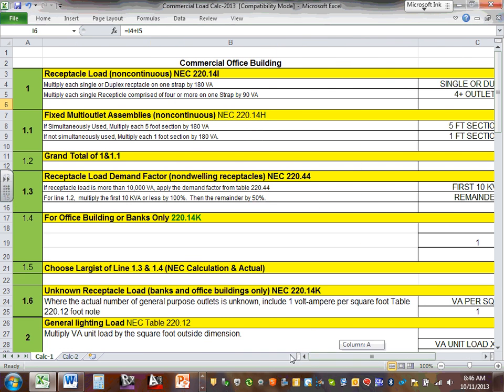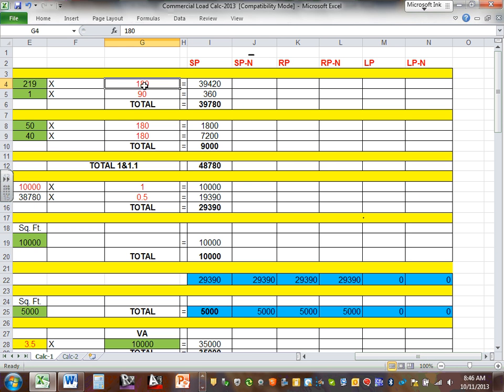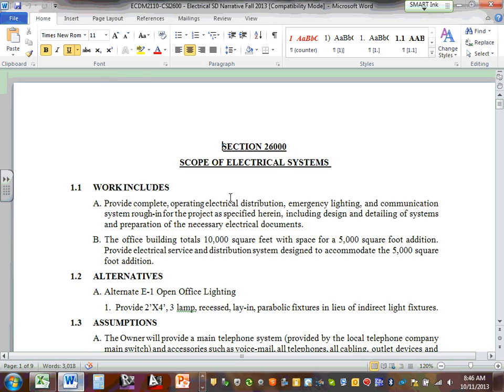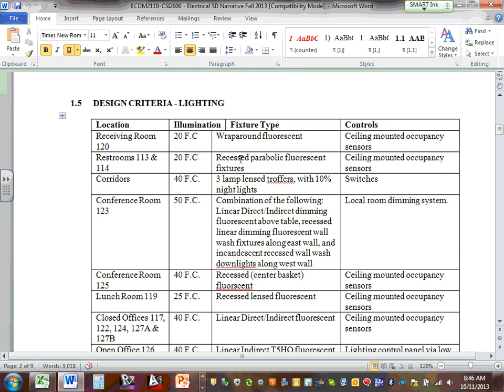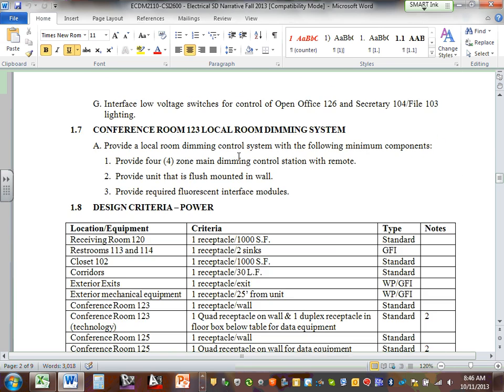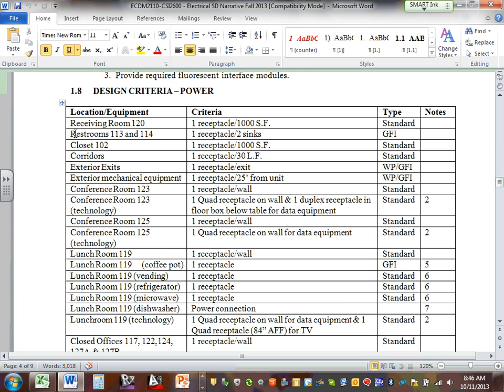Okay. So here's my receptacles. The first step, step number 1, is finding the volt amp for my receptacles. How many receptacles are you going to have in this building? Can you guys see when you go to the spec? Here's my spec. If you go to the receptacle design power, Adam, it says receiving room 120, 1 receptacle for every 1,000 square foot, standard.